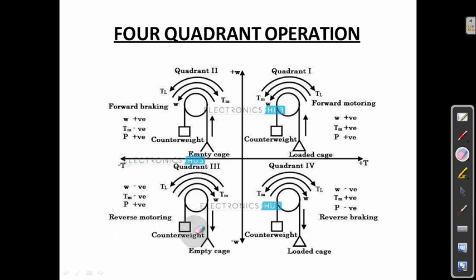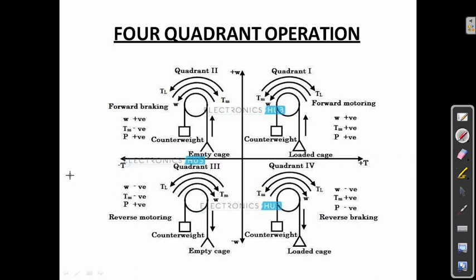But the thing is, the load torque TL is in the opposite direction. See this TL before, in forward motoring, is clockwise. Here in the forward braking, the load torque is anti-clockwise, and the motor torque as well as speed is in the reverse direction, which is the clockwise direction. This clockwise direction is the opposite of the load torque, so it will get reversed.